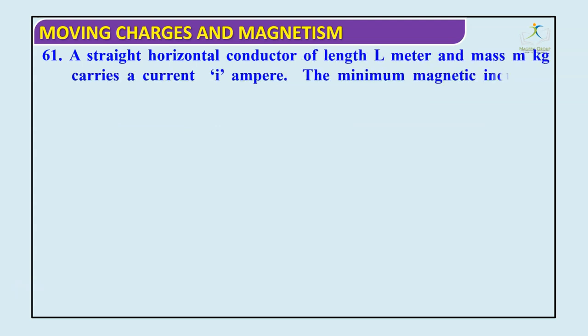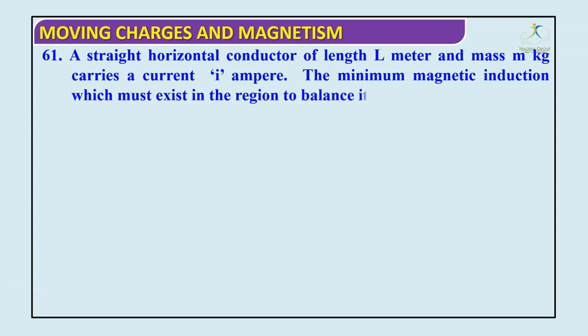a straight horizontal conductor of length L meter and mass m kg carrying current I ampere. The minimum magnetic induction which must exist in the region to balance its weight. We have these options. So, firstly, I just want to explain how this answer will become.